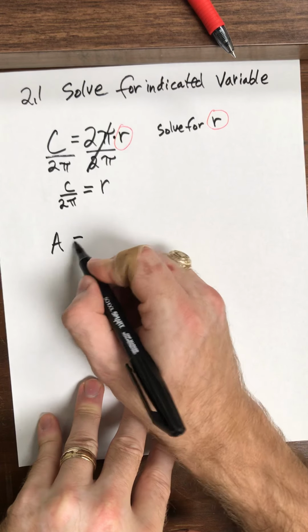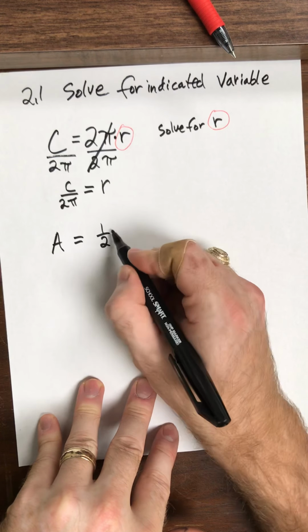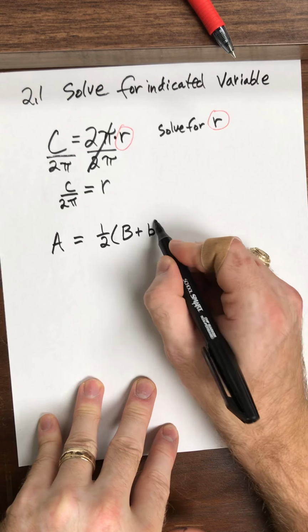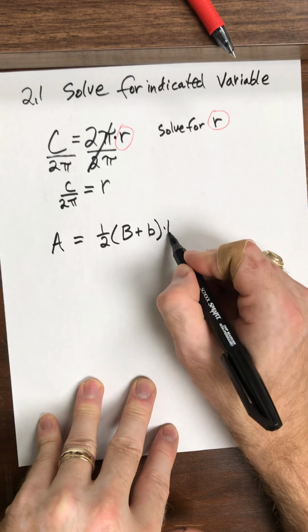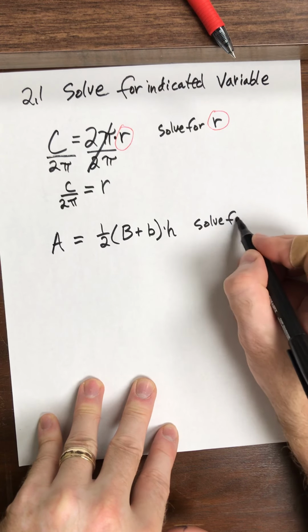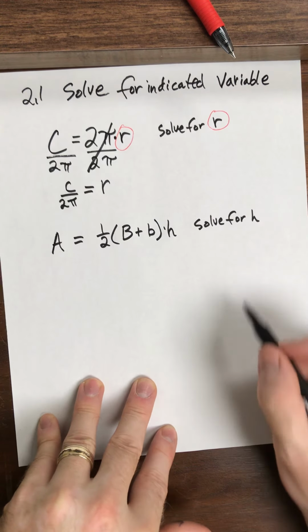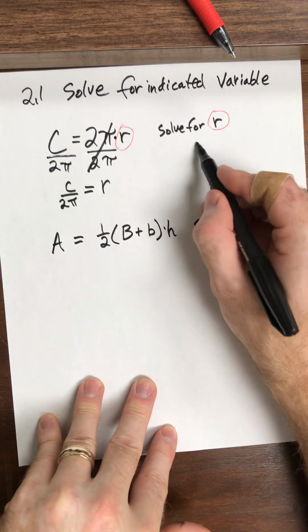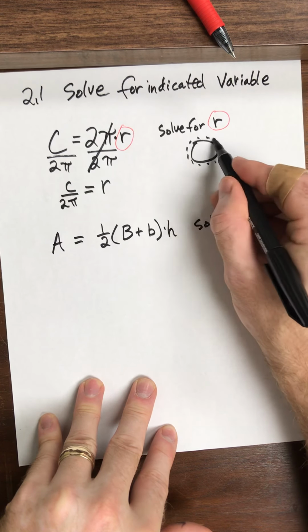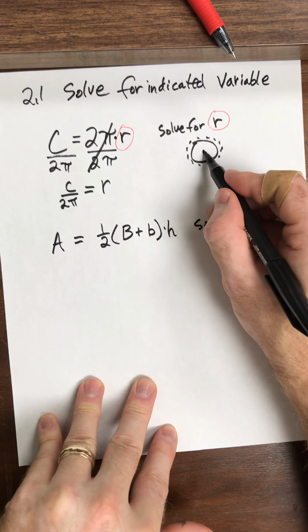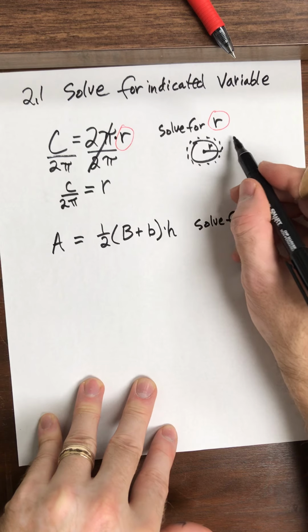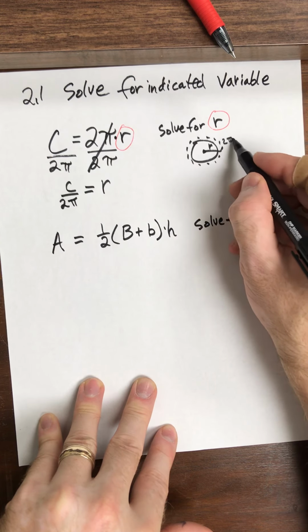Area of a trapezoid is 1/2 the large base plus the little base times the height. And I want to solve for h. Okay, so if you needed, here's a picture for a circle. So the circumference around here. All right, if I have a radius r, that circumference is 2 pi r.